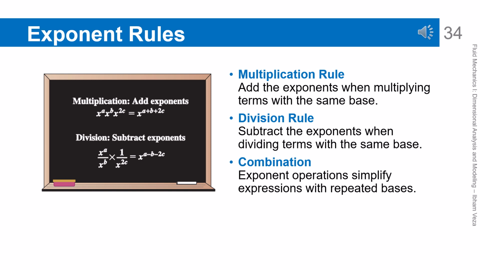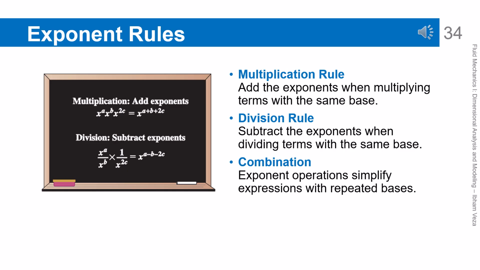Exponent rules. Exponent rules are used when constructing and simplifying the algebraic form of pi groups. When two terms with the same base are multiplied, their exponents are added, and when divided, the exponents are subtracted. These simple rules are very important to ensure that the final result is truly dimensionless.